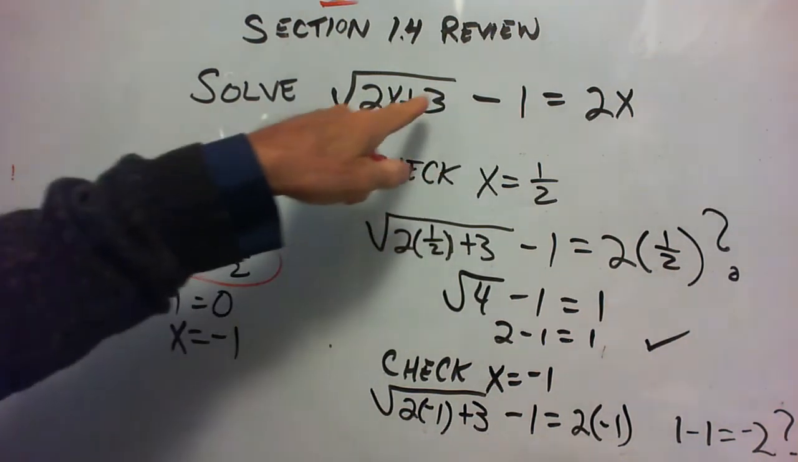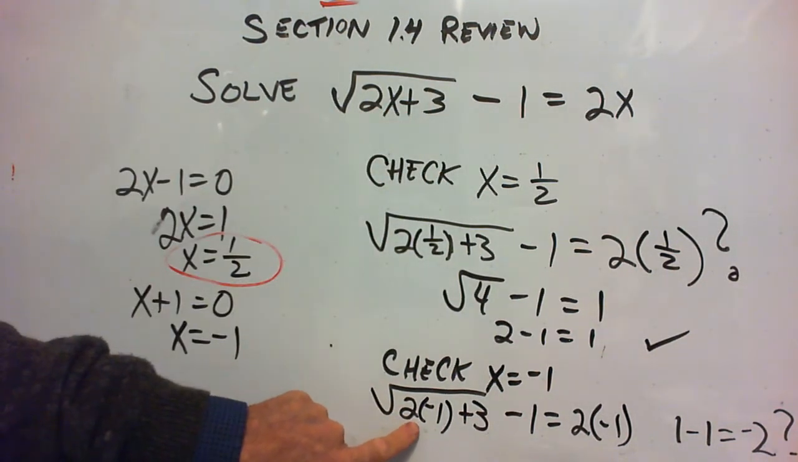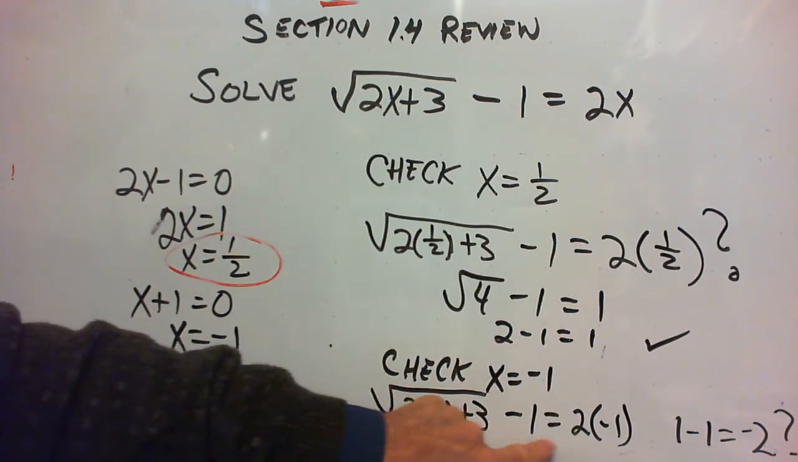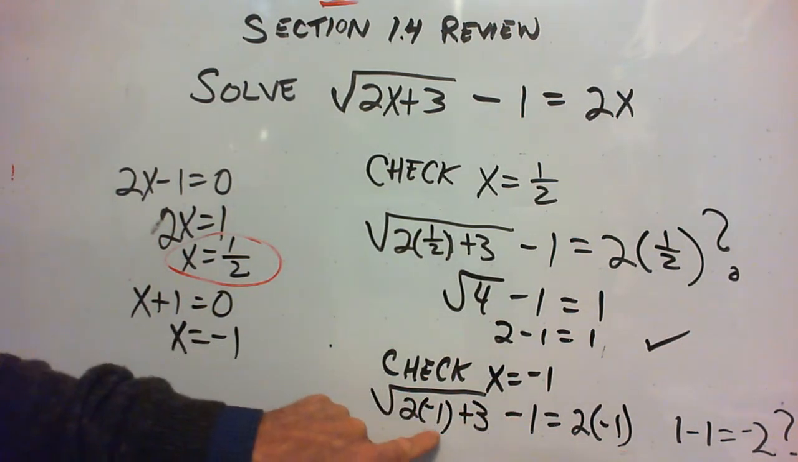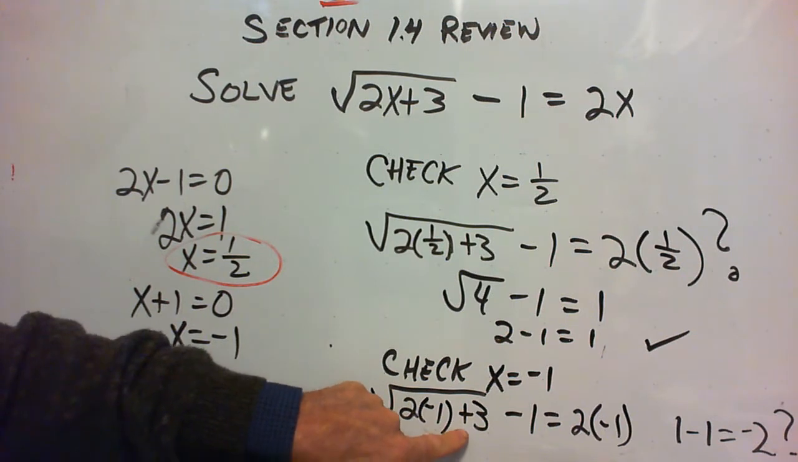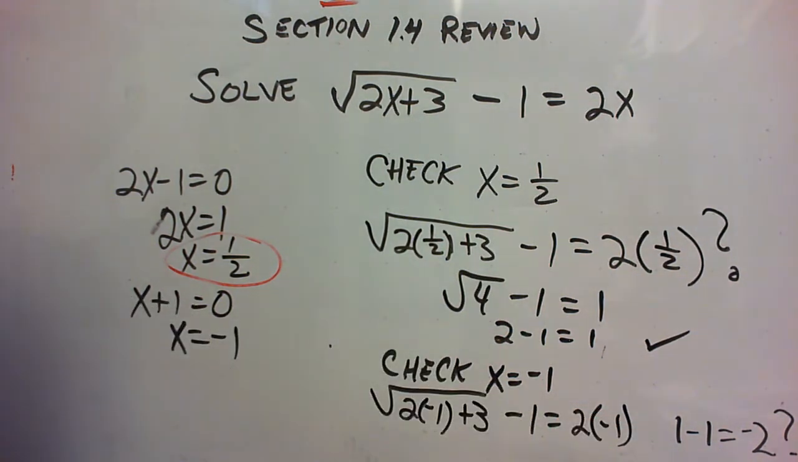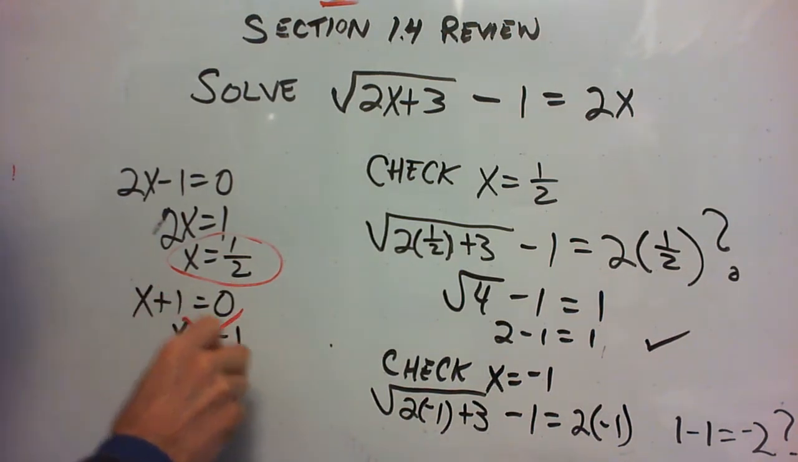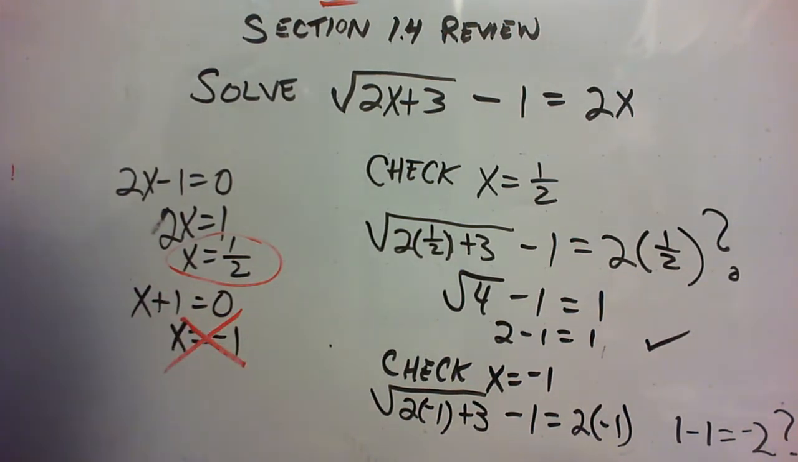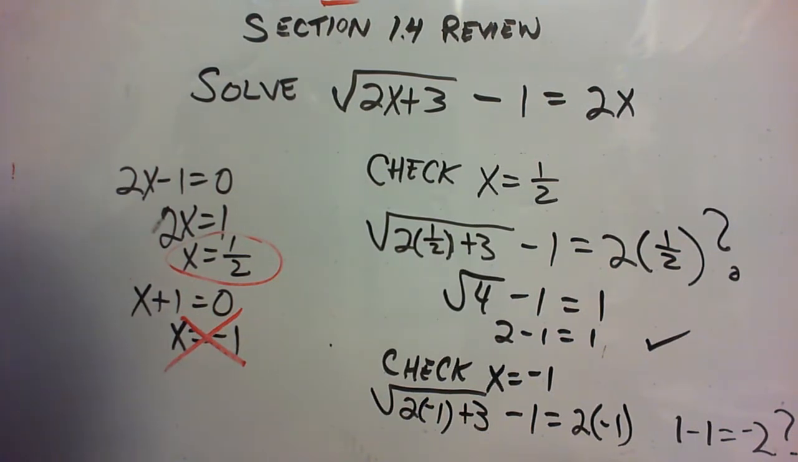When we plug -1 in, however, we get the square root of -2 plus 3, minus 1, equal -2. -2 plus 3 is 1. The square root of 1 is 1. 1 minus 1 is 0. That does not equal -2, so we throw out the answer of -1. You always have to check these square root equations. Sometimes both answers work, sometimes one answer works, sometimes neither answer works, and it's hard to predict.